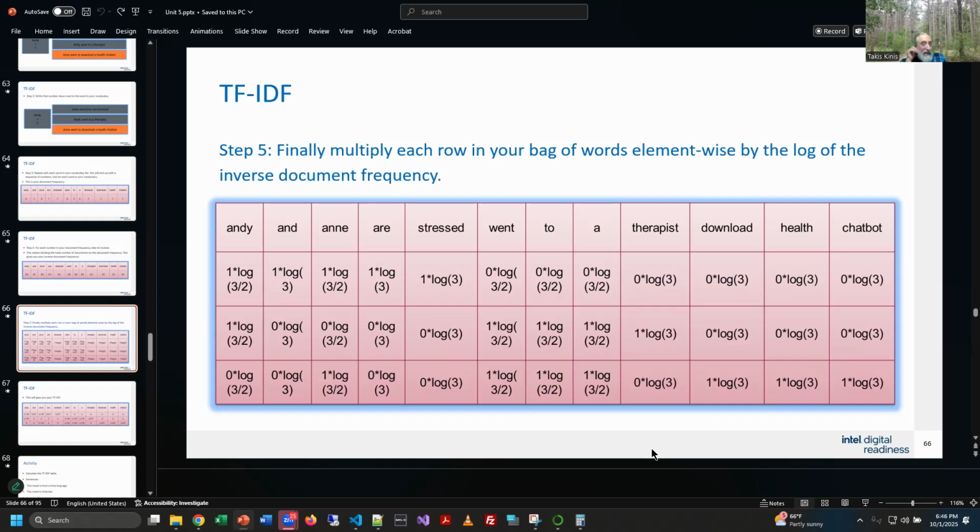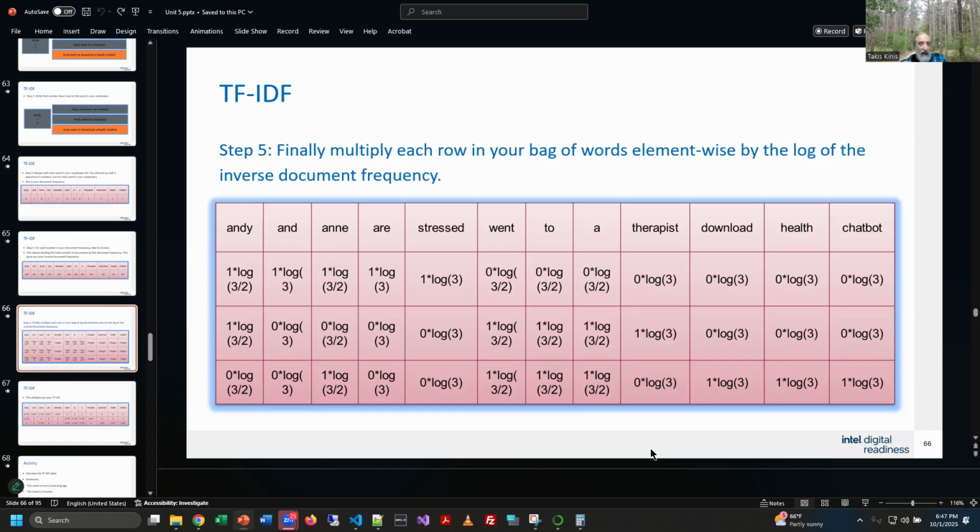And then finally, they would say multiply each row in your bag of words by the log of the inverse document frequency. And oh my gosh, I do not want to do this math. You can make a spreadsheet do this math, but once again, we use Python libraries. The Python libraries handle this component. So these are the calculations that would go into each cell.